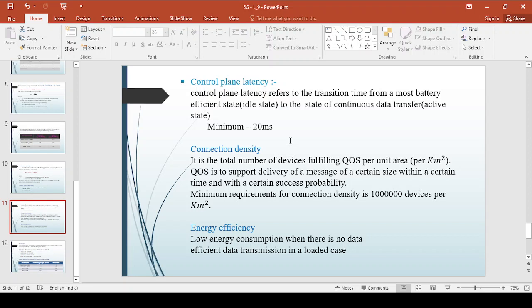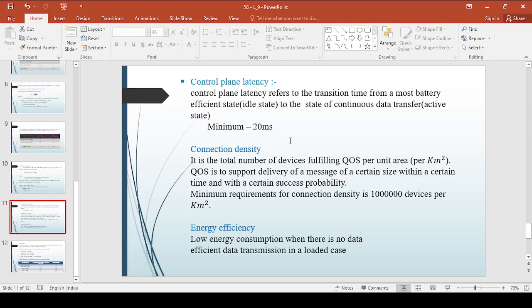Now coming to the other plane latency, that is control plane latency. Control plane latency refers to the transition time from idle state to active state. Whatever time is taken by a system to go from the idle state to the active state, that particular time we call control plane latency. And the minimum requirement of control plane latency is 20 milliseconds.